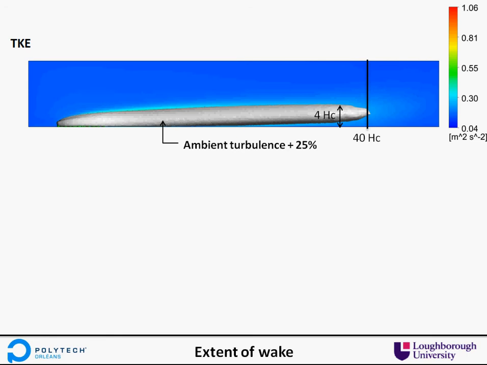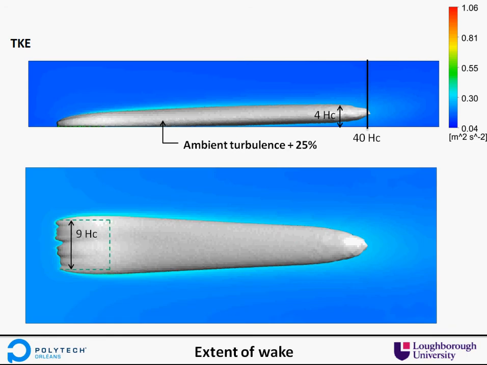Just to look down in plan. This green line outlines the footprint of the forest, let's say. It's 9 HC across and also 9 HC in the other direction. And you can see there this little bubble of turbulence spreads about HC around each side and then tails off quite quickly. So, just some conclusions.